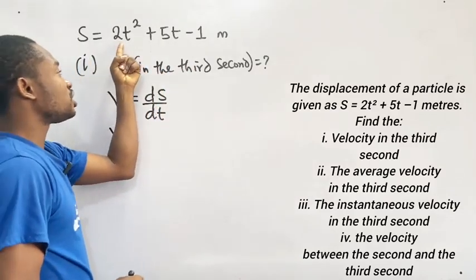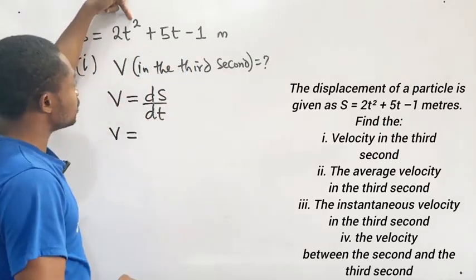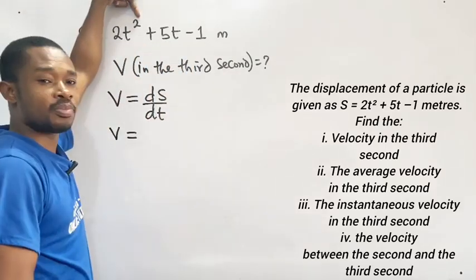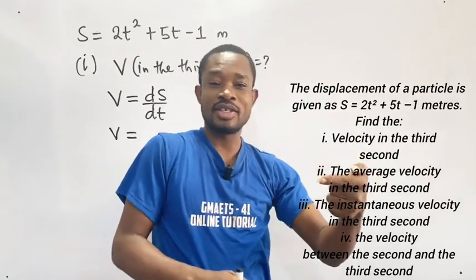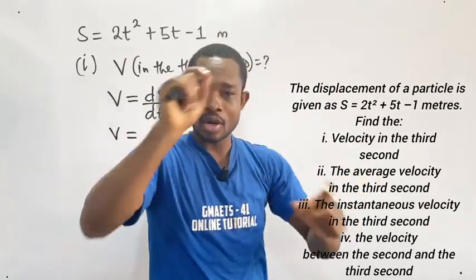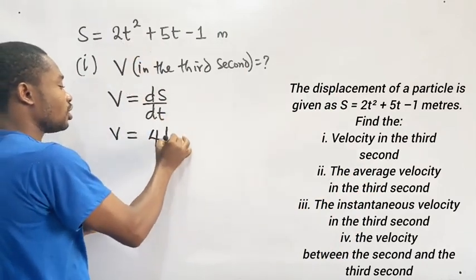Coming over here, if I differentiate 2t squared, all I will do for this type of function is to use this power to multiply the base, go to the power and subtract 1. Once again, use the power to multiply the base, go to the power, subtract 1. So we're going to have 2 times 2t, which will give us 4t.